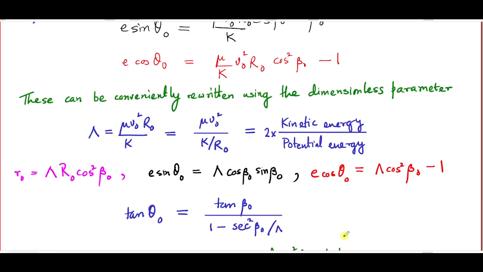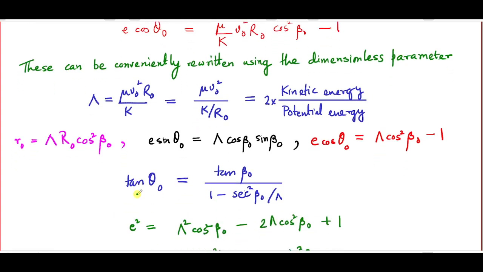All you do is divide these two expressions to get tan theta 0 equals the ratio of these two quantities, and after you divide through by lambda cos square beta 0, you end up with tan beta 0 divided by 1 minus sec square beta 0 over lambda. So that's tan theta 0. From that you can find out exactly where the perigee is located.